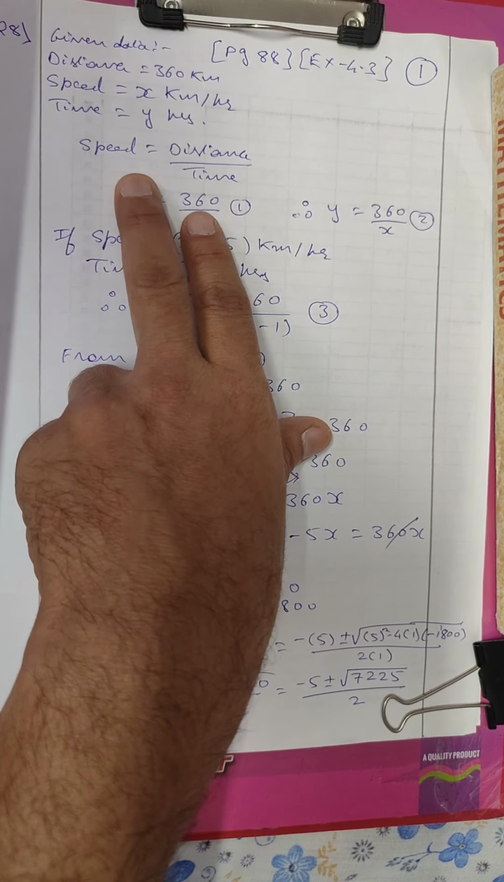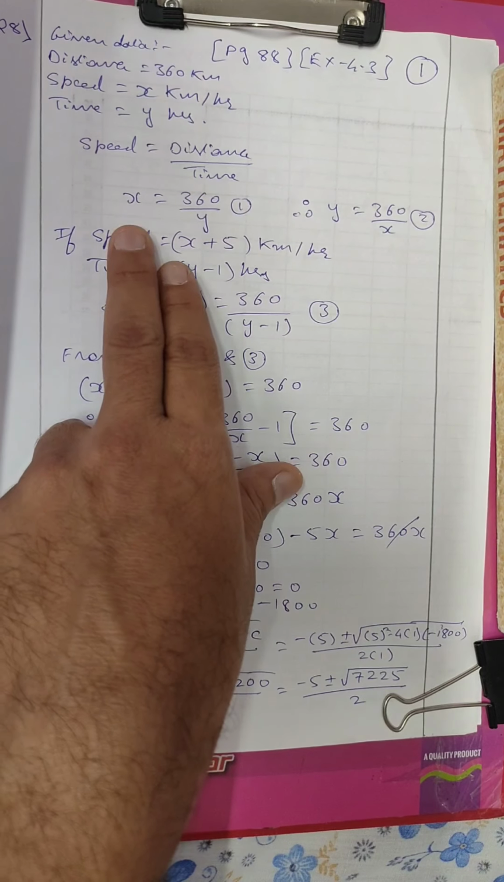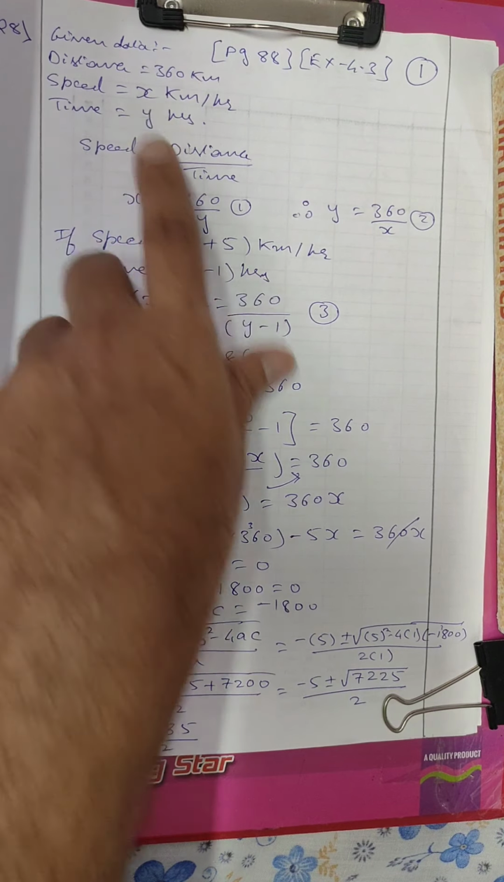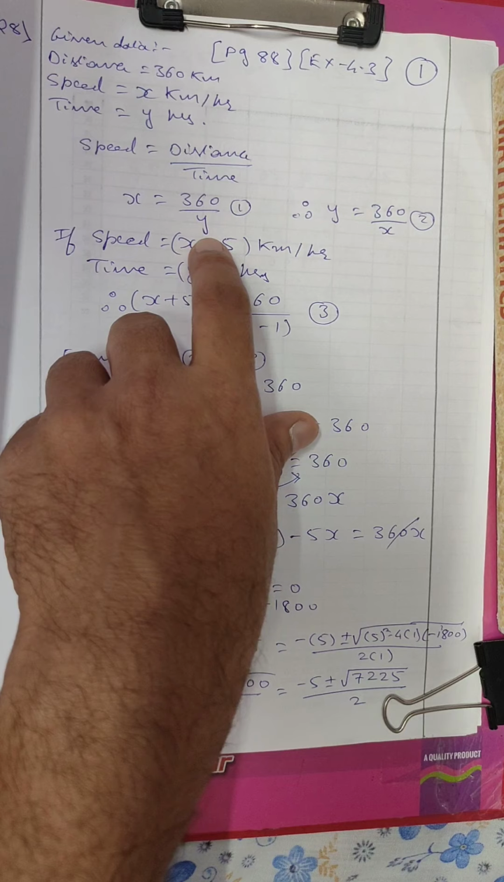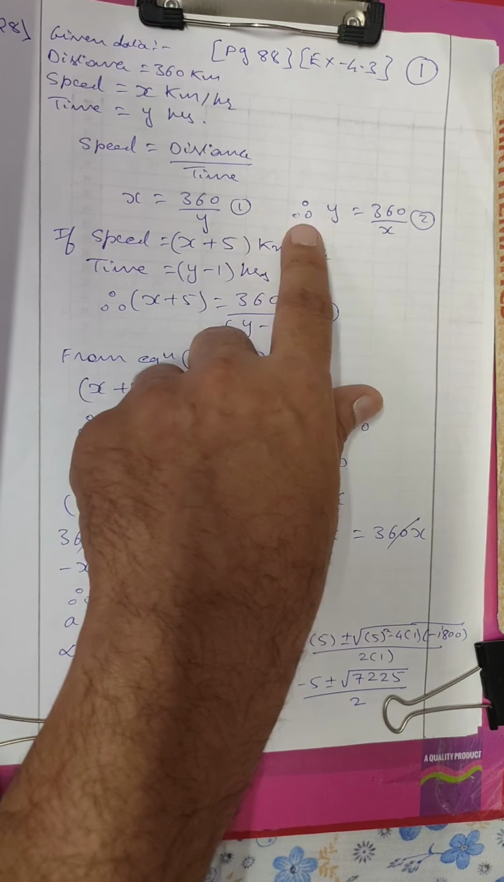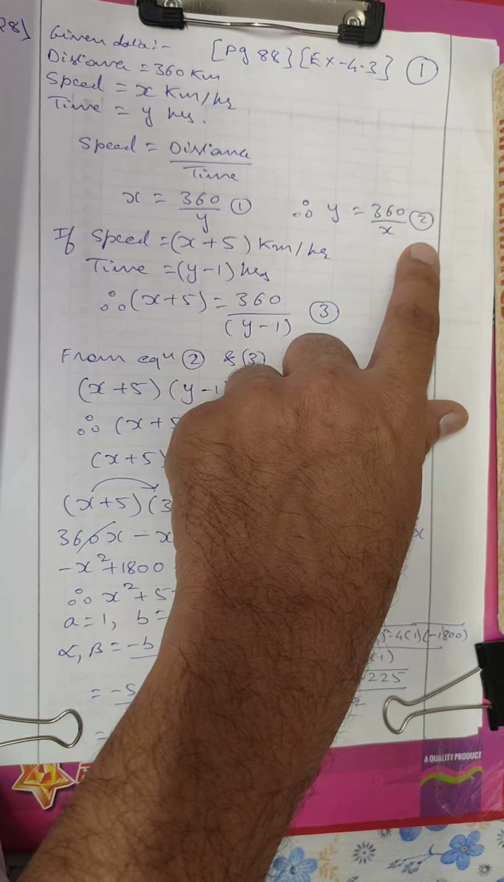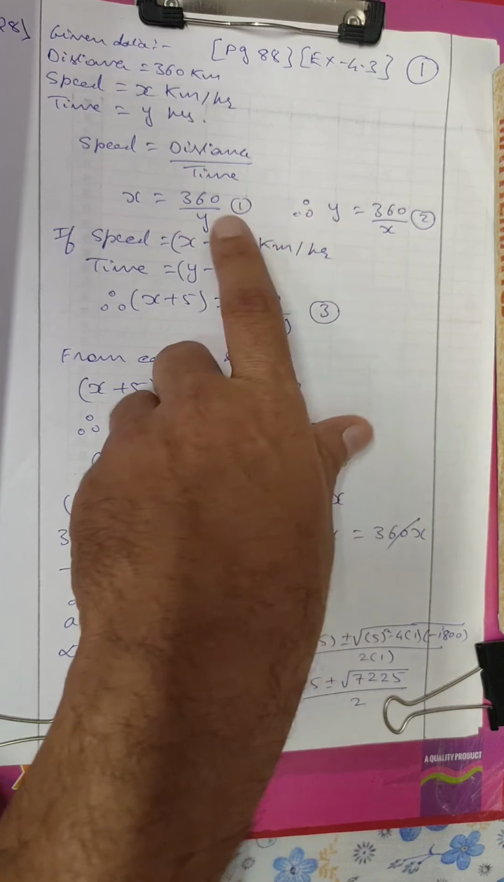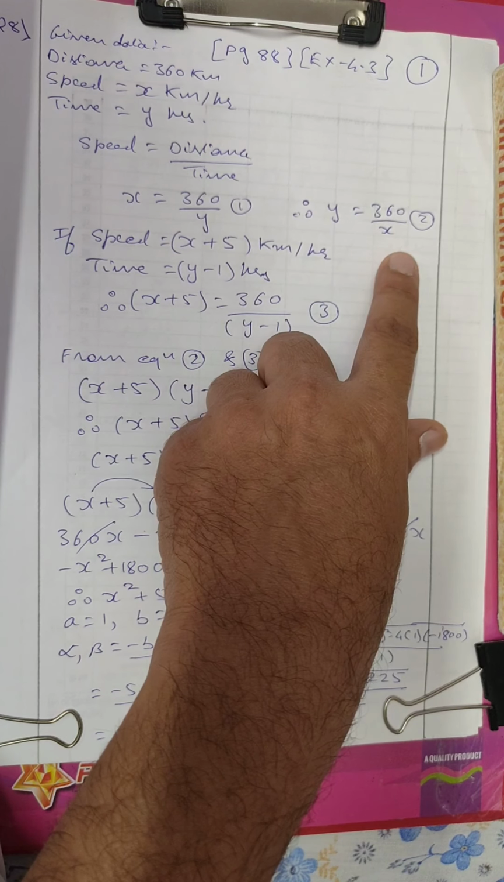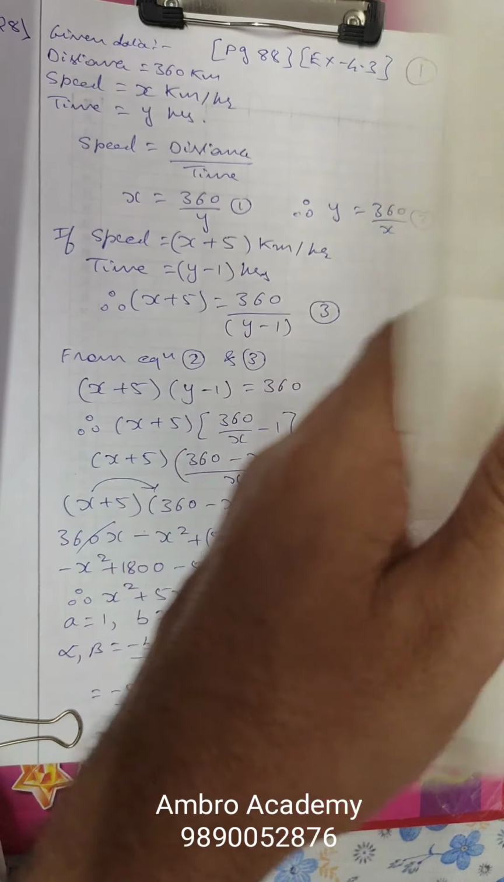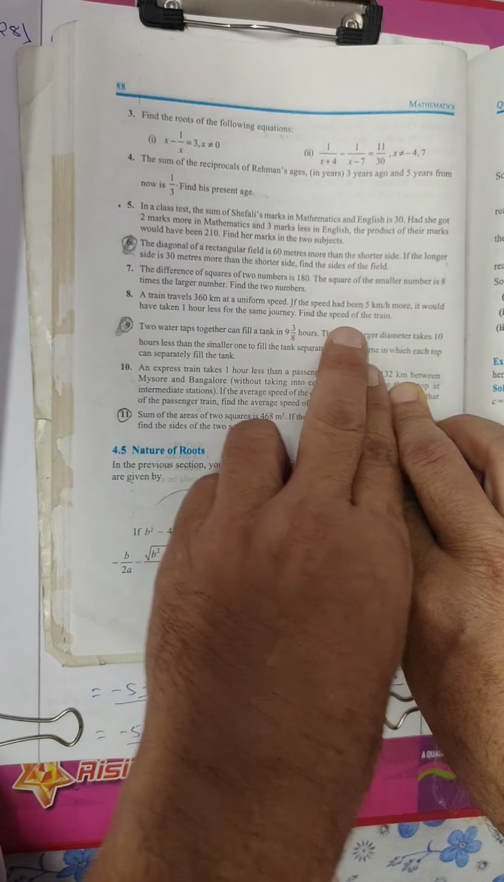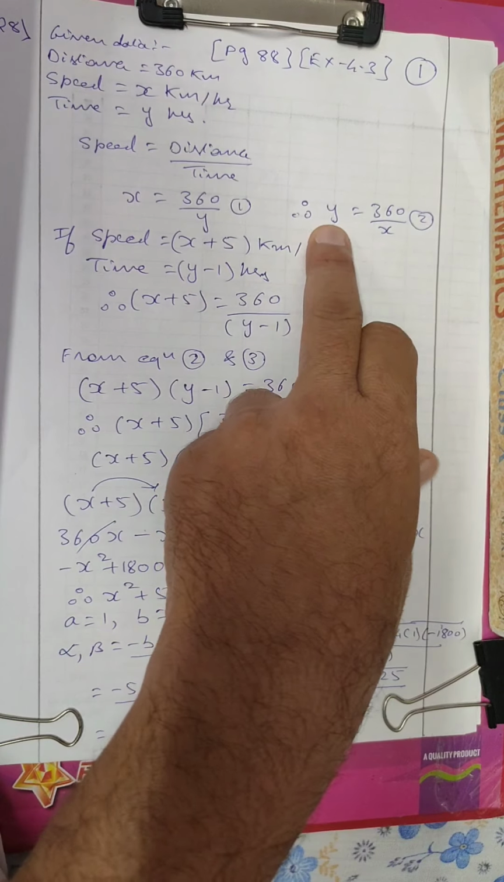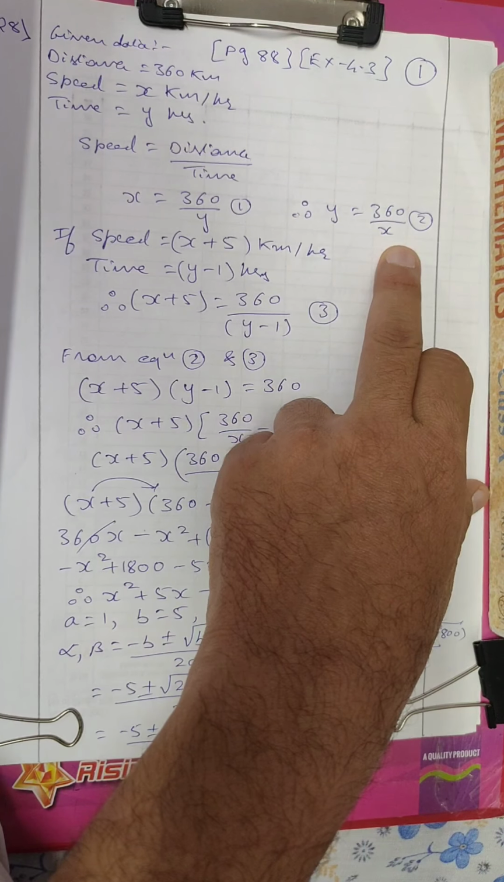We know the formula: speed is equal to distance upon time. X is the speed, distance is 360, upon time is y. Therefore, y is equal to 360 upon x, equation 2. Why am I writing y in terms of x? Because they have said find the speed of the train. That's why we have written time in terms of 360 upon speed.